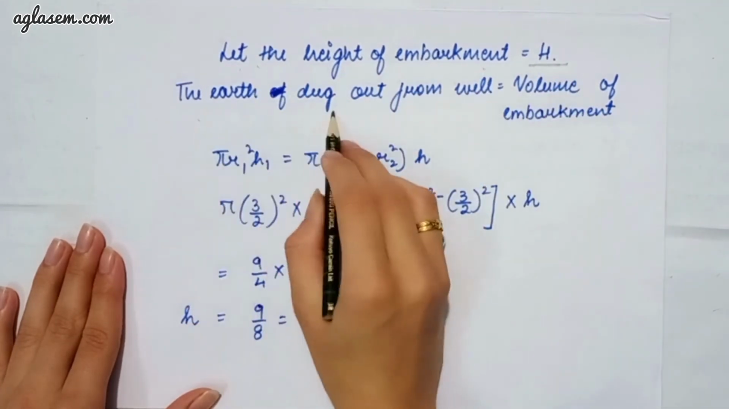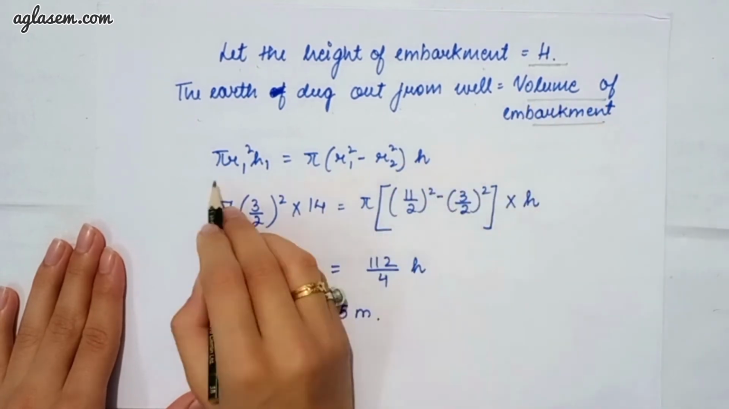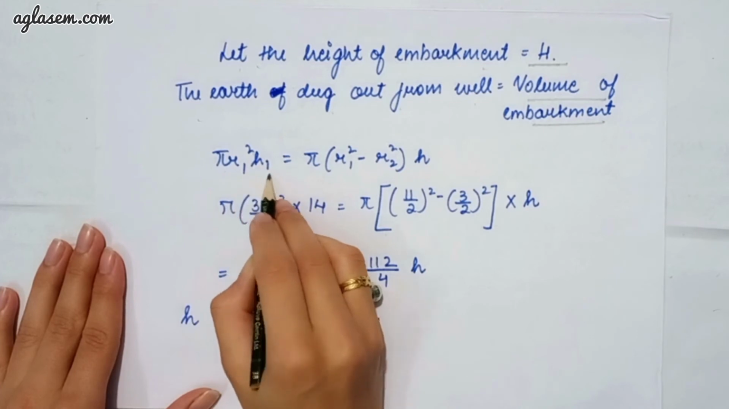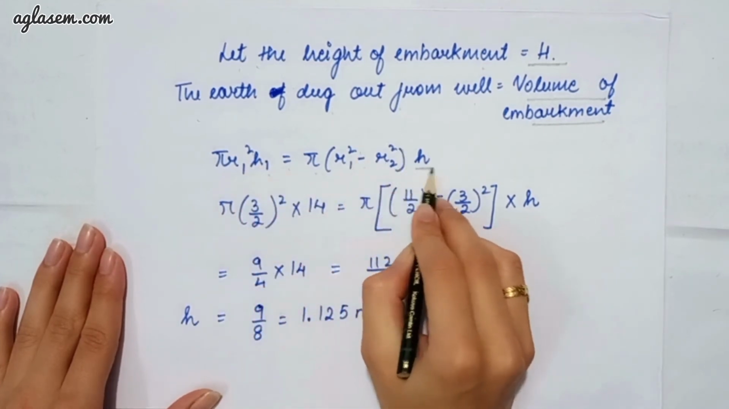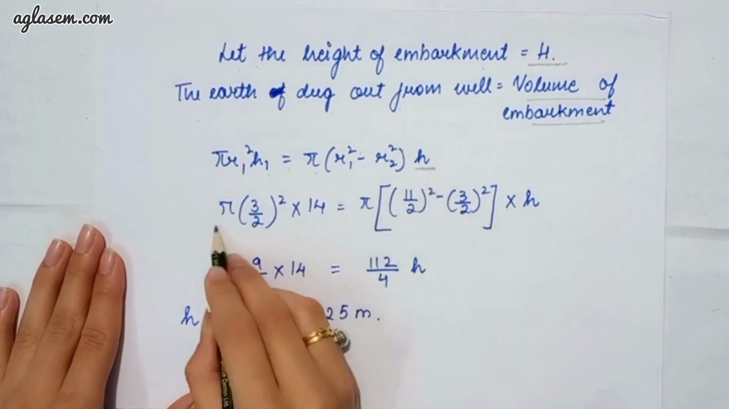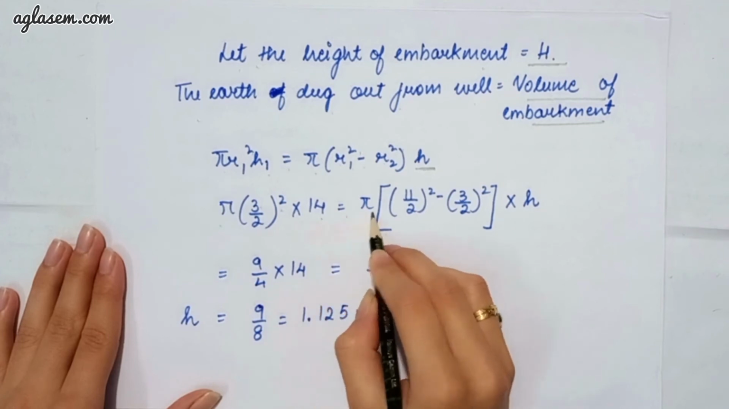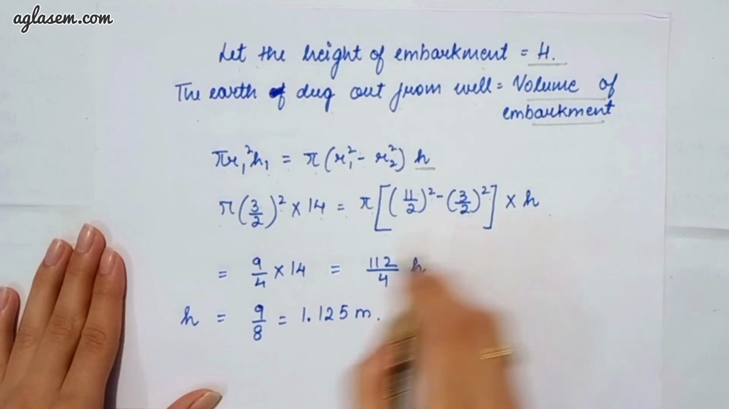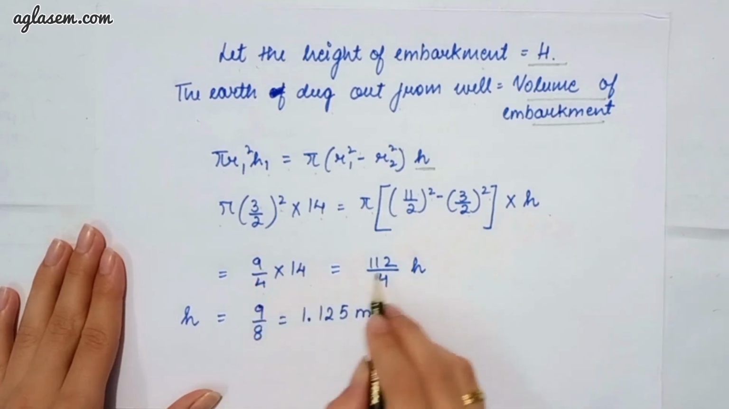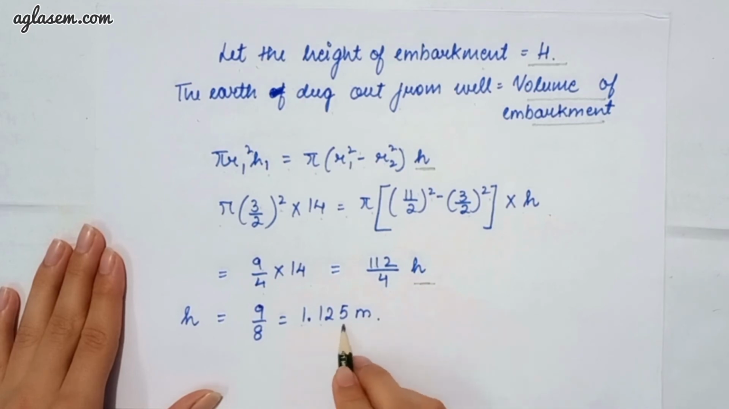So the earth dug out from the well is equal to the volume of the embankment. So pi r1 square h1 is equal to pi into r2 square minus r1 whole square into h. Placing the values, pi into 3 upon 2 whole square into 14 is equal to pi into 11 upon 2 whole square minus 3 upon 2 whole square into h. So now 9 upon 4 into 14, which will give you 112 upon 4 h. That is 1.125 meter is our height.